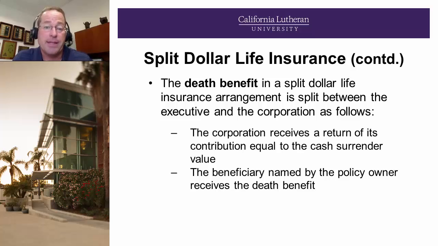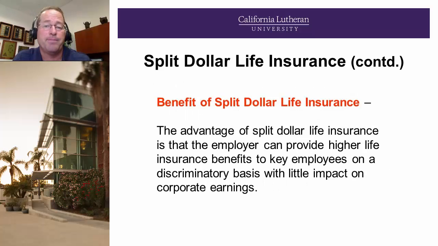So again, the death benefit of a split dollar life insurance agreement is split between the executive and the corporation as follows. The corporation receives a return of its contribution equal to the cash surrender value, and the beneficiary named by the policy owner receives the death benefit. One of the advantages of split dollar life is that the employer can provide higher life insurance benefits to key employees on a discriminatory basis with little impact to corporate earnings. So again, that discriminatory basis means it's not subject to ERISA rules.